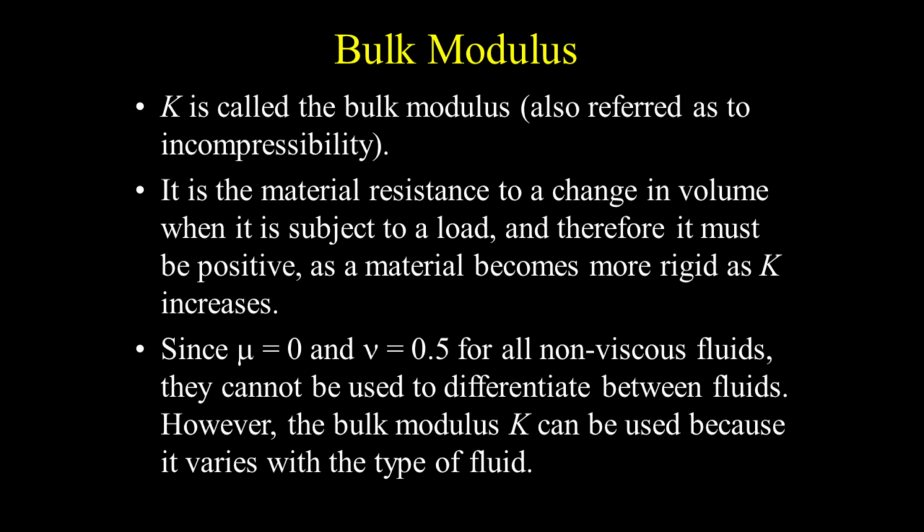K is called the bulk modulus, also referred to as incompressibility. It is the material resistance to a change in volume when it is subject to a load, and therefore it must be positive. As a material becomes more rigid, the bulk modulus increases. Since shear modulus equals 0 and Poisson's ratio equals 0.5 for all non-viscous fluids, they cannot be used to differentiate between fluids. However, the bulk modulus K can be used because it varies with the type of fluid.